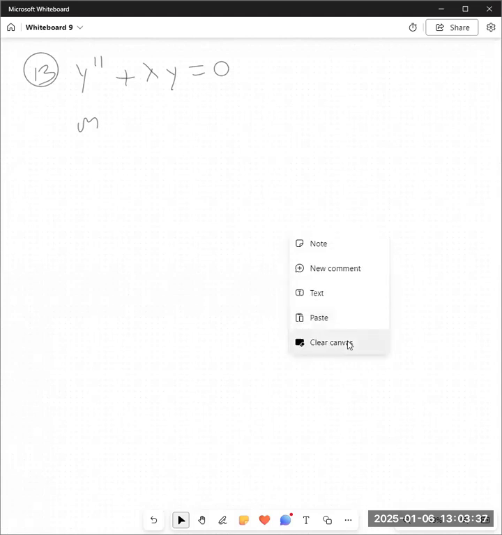Going ahead here to number 13. Y double prime plus lambda y equals 0. So again, m squared. That is the one I just did. Sorry about that. On to number 15. And starting with a different looking function this time.